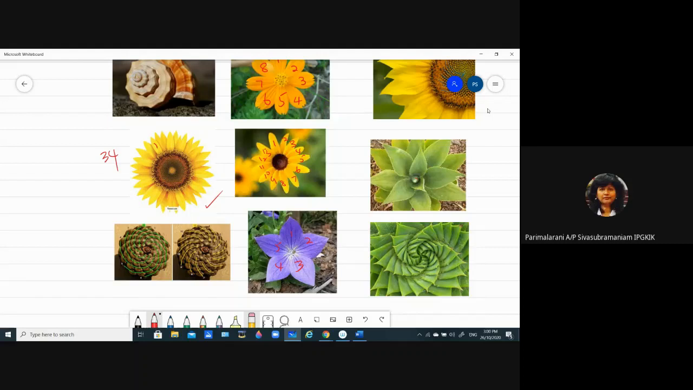Other than the number of petals, we can also see the number of spirals like this. Like this plant here, look at the number of spirals here. This is 1 spiral, 2, 3, 4, 5. 5 spirals here. 5 is an element in the Fibonacci sequence.